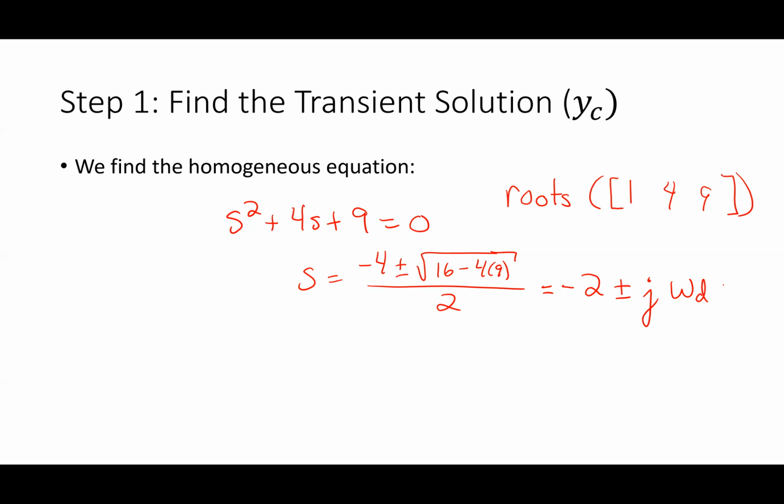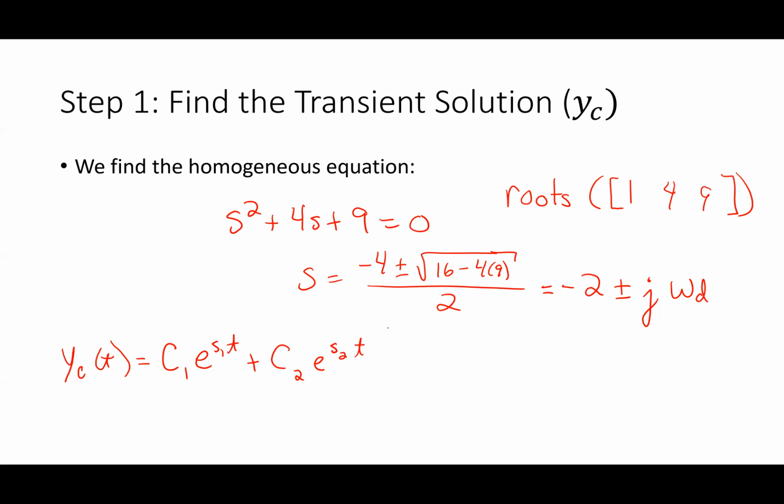All right. So if I think about what this looks like, what is my transient response? I figured out these roots, but what's my general form of the transient response? y sub c of t is equal to what? What's the general form of it? C1 e to the s1 t plus C2 e to the s2 t.